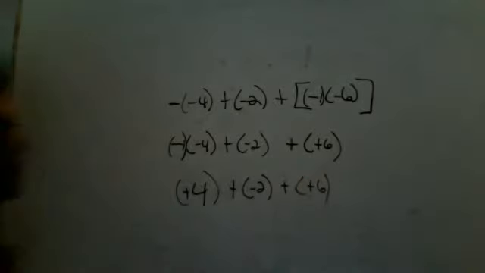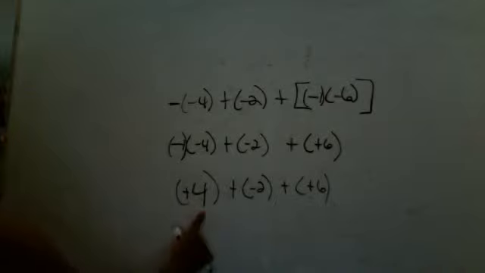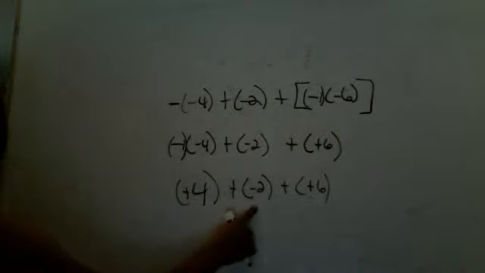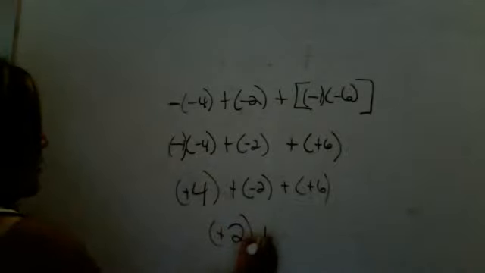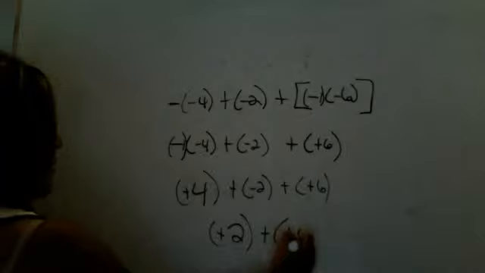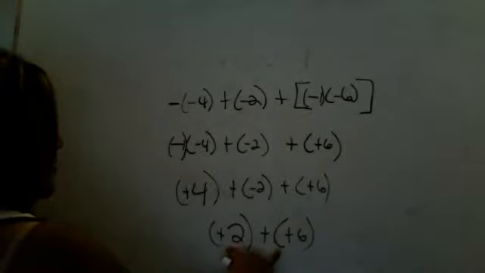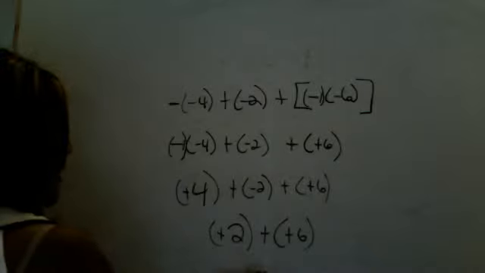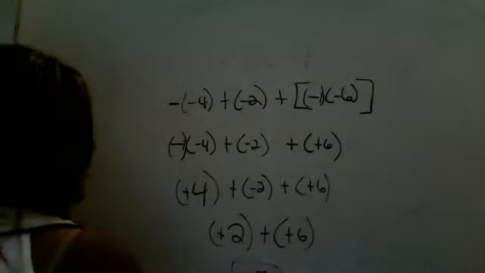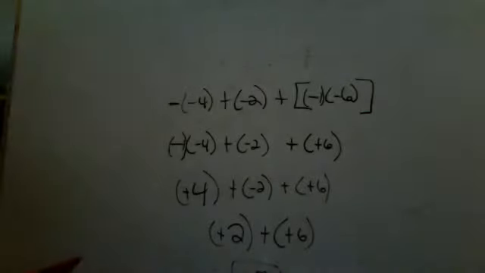So now I have nothing else to simplify, so I'm simply going to do positive 4 and negative 2. Different signs, find the difference, which is 2. 4 is bigger, it's positive, so it's positive 2. Plus, bring this back down. My signs are the same, so I simply add the 2 numbers, which is 8, and keep that sign. So the answer is positive 8, or simply 8. Yes?